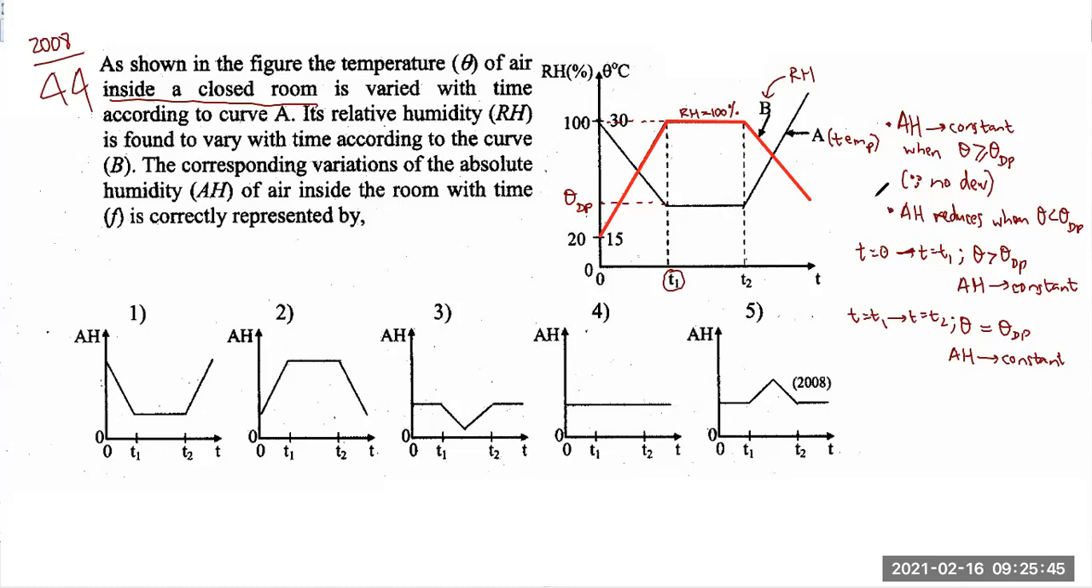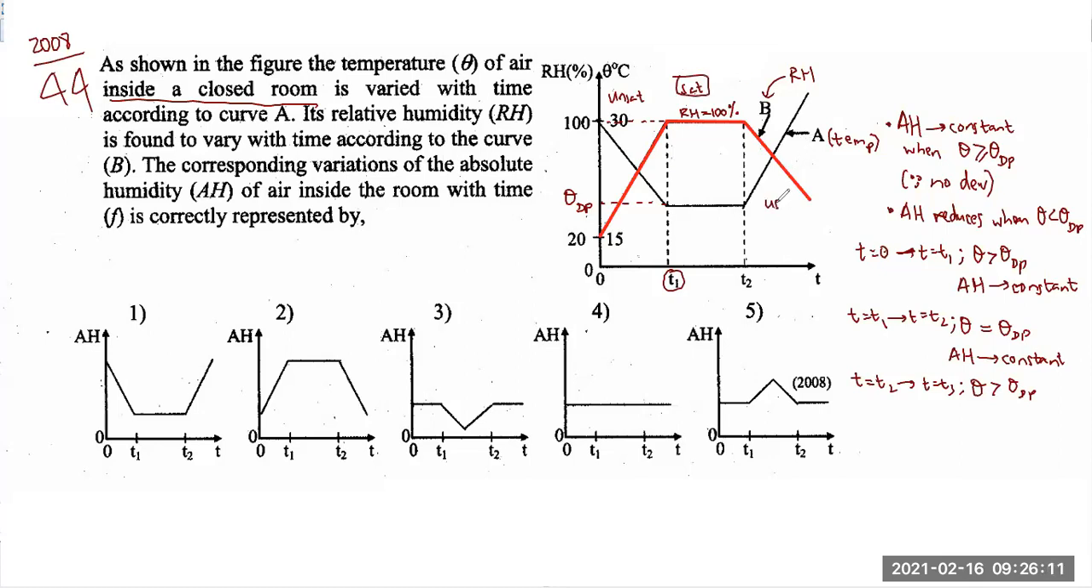If you want AH to reduce, there's only one condition. That is, temperature should have dropped below dew point. That doesn't happen. And what is happening when time is equal to T2 and after that? After that, I'll say time equal to T3. Temperature again is greater than dew point, and you can see RH is reducing because it's unsaturated now. Unsaturated, this point saturated, and here unsaturated again.